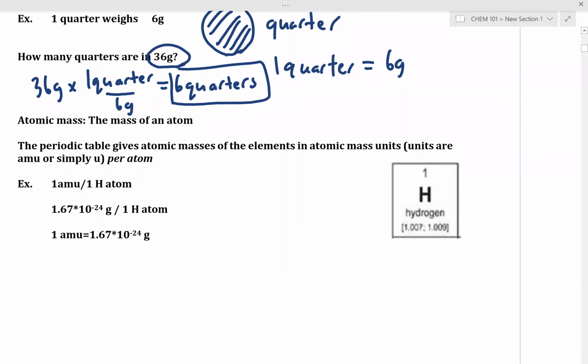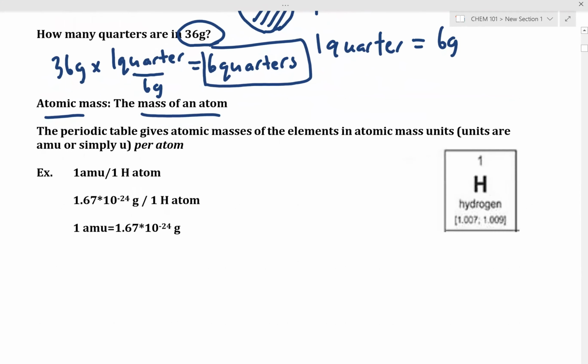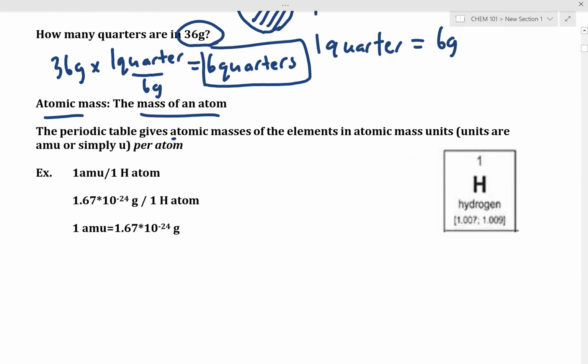So let's relate this back to chemistry. What does this have to do with chemistry? Why did we go through this exercise? Well, atomic mass represents the mass of an atom. The periodic table gives us the atomic masses of the elements in atomic mass units. These are called AMU or U. Now, to be really exact here, this is the mass in AMU of a single atom of that element.